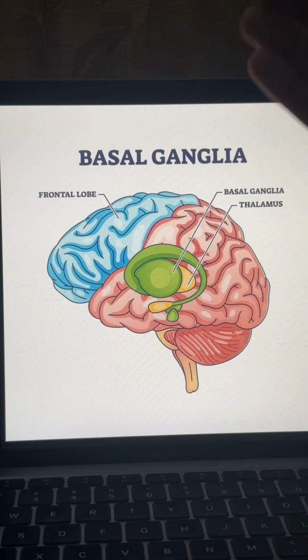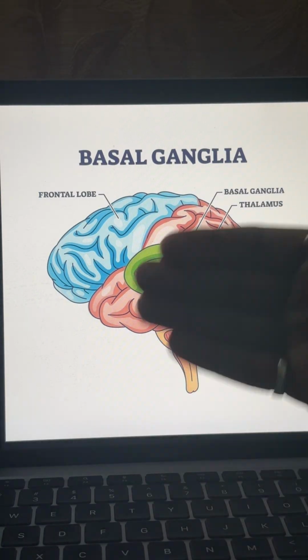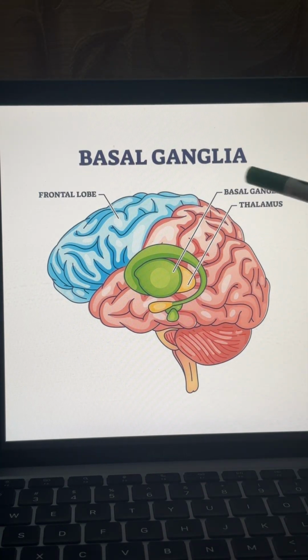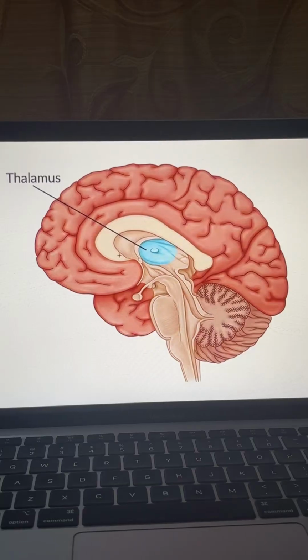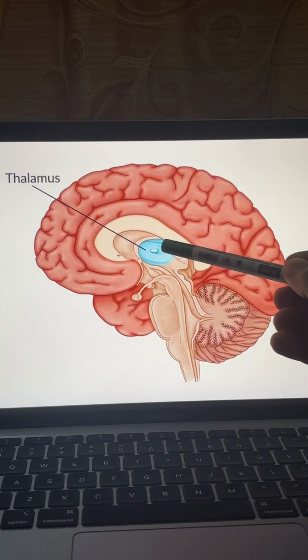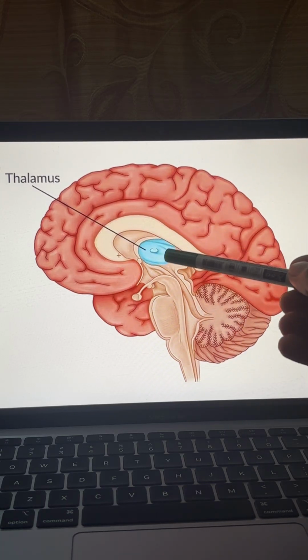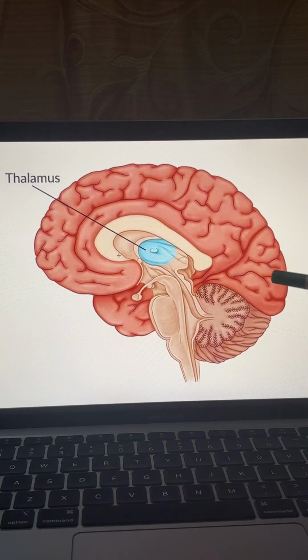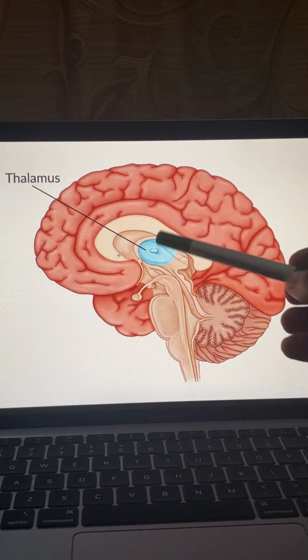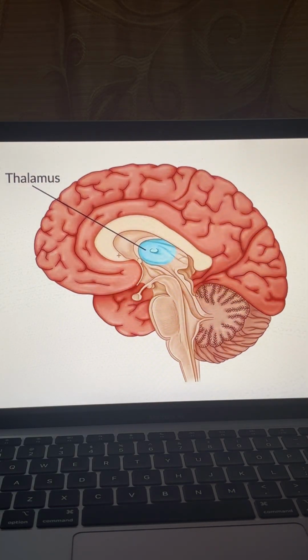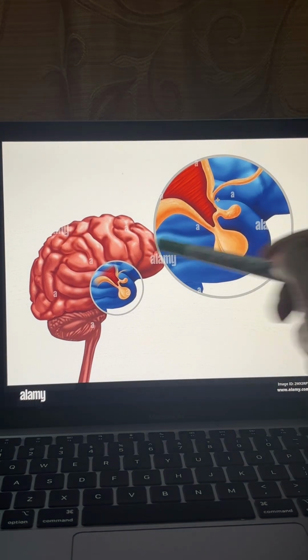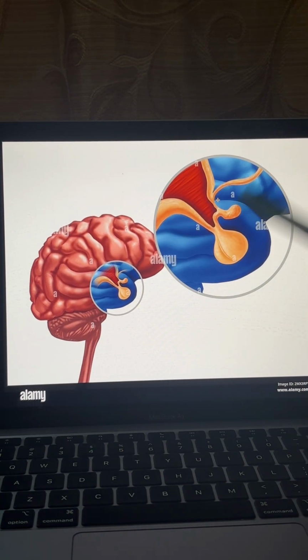When you do the sagittal section, when you cut into right and left half, then this is your basal ganglia. Now in the forebrain we also have the thalamus. This part is the thalamus, posterior to the basal ganglia. So this is the half cerebral hemisphere, this all is cerebral hemisphere, and this part is thalamus. Now talking about the hypothalamus, this part is hypothalamus.